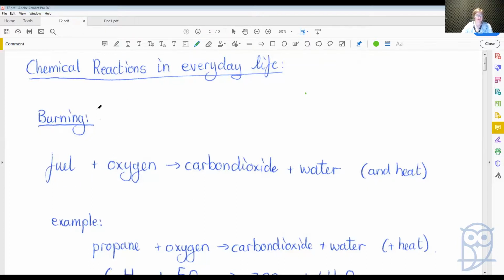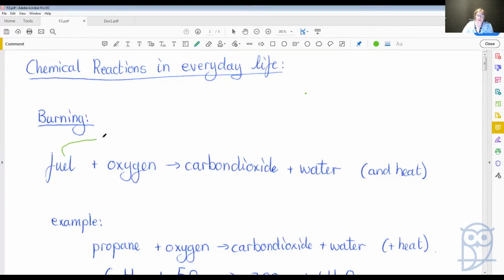So jumping right in, our first reaction is burning. This is what happens when we burn pretty much anything. It can be a liquid, it can be a gas, it can be a solid like wood. If we are burning something, we have some kind of fuel. We combine it with some oxygen and some heat, and that gives us carbon dioxide and water and some more heat.